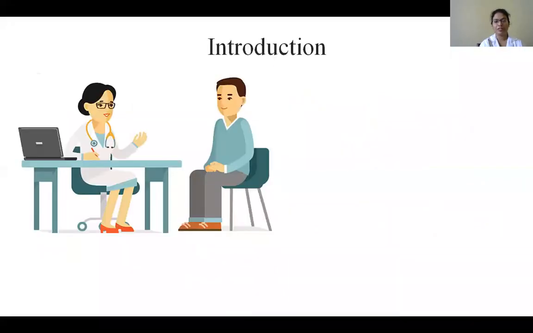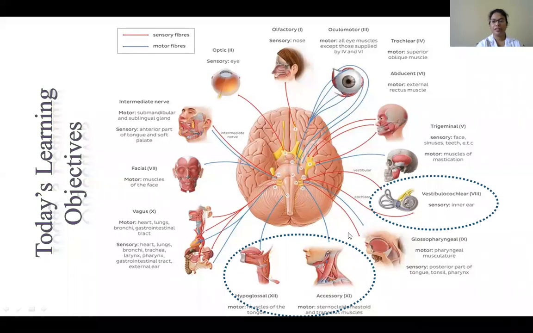So today's learning objectives are to know the test of assessment for the vestibulocochlear nerve, which is the 8th nerve, the hypoglossal nerve, which is the 12th nerve, and the spinal accessory nerve, which is the 11th cranial nerve.